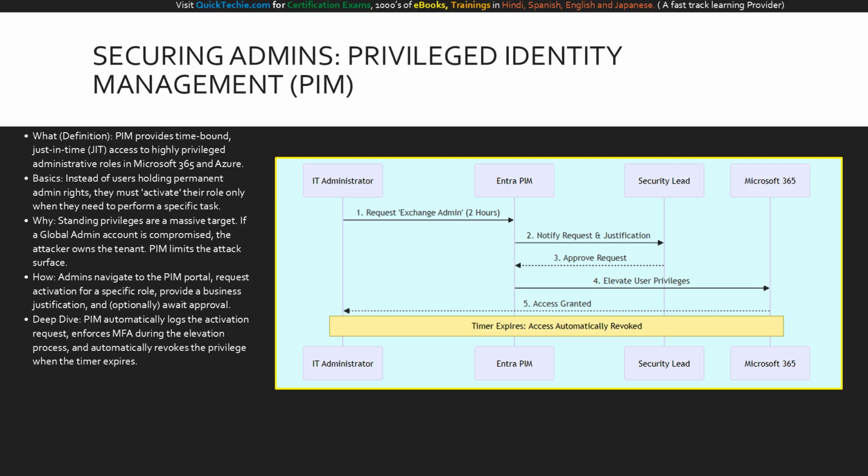This sequence diagram walks you through the just-in-time elevation process. Step 1. The IT administrator requests the Exchange admin role for 2 hours via PIM. Step 2. PIM routes the request to a designated approver, like a security lead, along with the business justification. Step 3. The approver reviews and approves the request. Step 4. PIM interacts with the backend to elevate the privileges. Step 5. Temporary access is granted. The critical moment is noted at the bottom. When the 2-hour timer expires, the system automatically revokes the access, returning the admin to a standard user state.